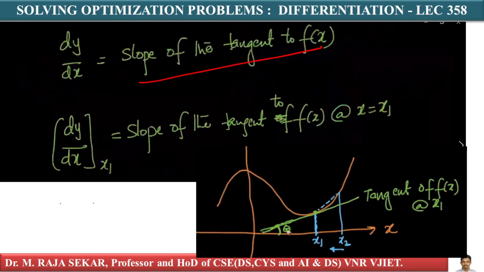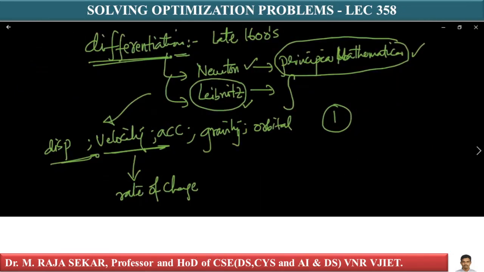The most important thing is that the whole of differentiation and integration were invented about 1600s by two phenomenal mathematicians. Who are those mathematicians? They were independently created or invented by Newton and a German mathematician named Leibniz, isn't it?